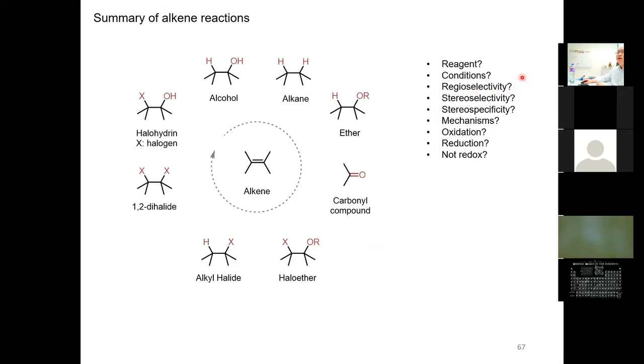And you have several selectivities you need to care about. Regioselectivity, so what constitutional isomers will be generated or not. And there is stereoselectivity, and there is stereospecificity, which means that if you put different stereoisomers as the reactant for these reactions, would you generate different stereoisomers of the product? Of course, the foundation of all these selectivities is the mechanism. If you understand the mechanisms of these transformations, you will understand what the selectivity is. And for each reaction, you need to understand: is this an oxidation, or a reduction, or merely an adjustment, not redox?